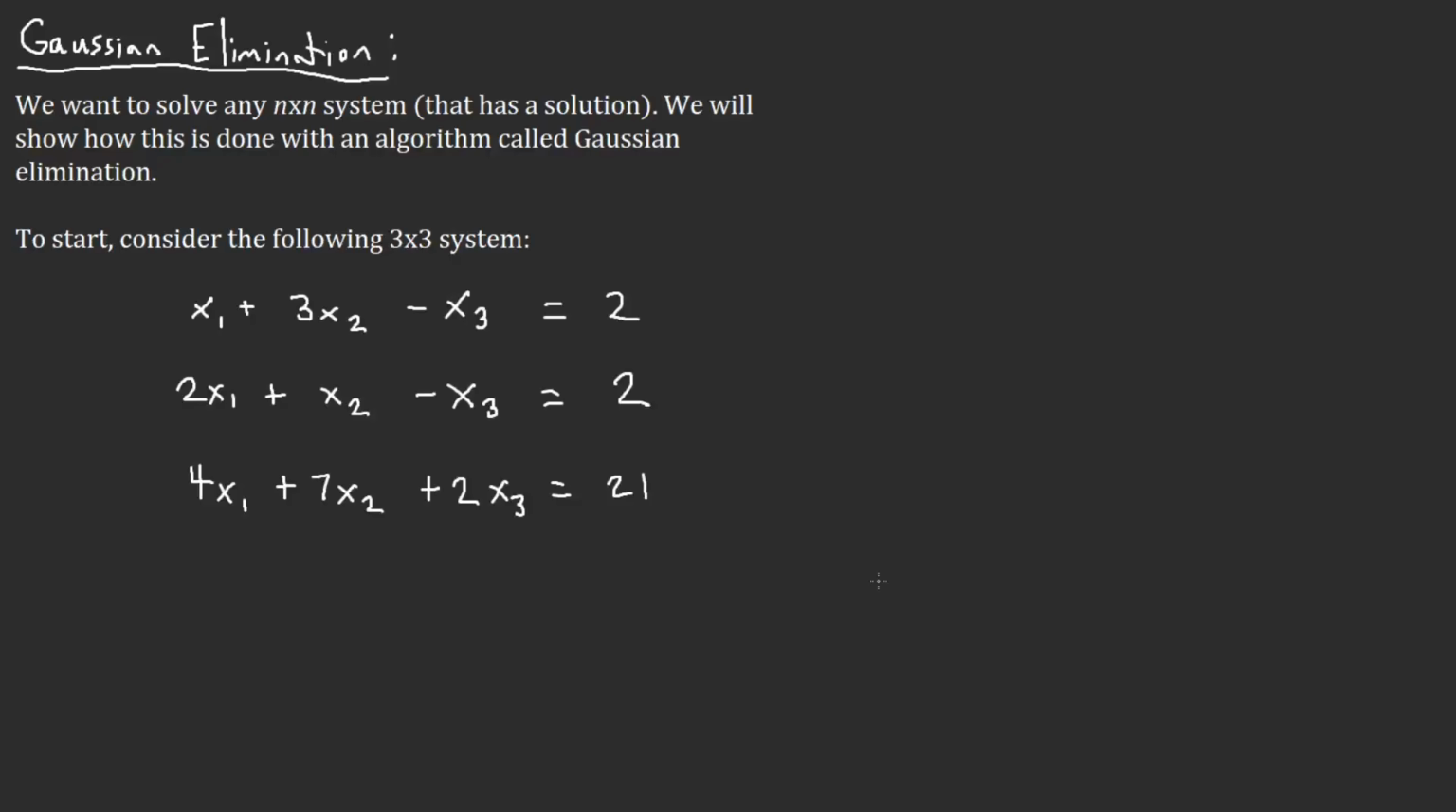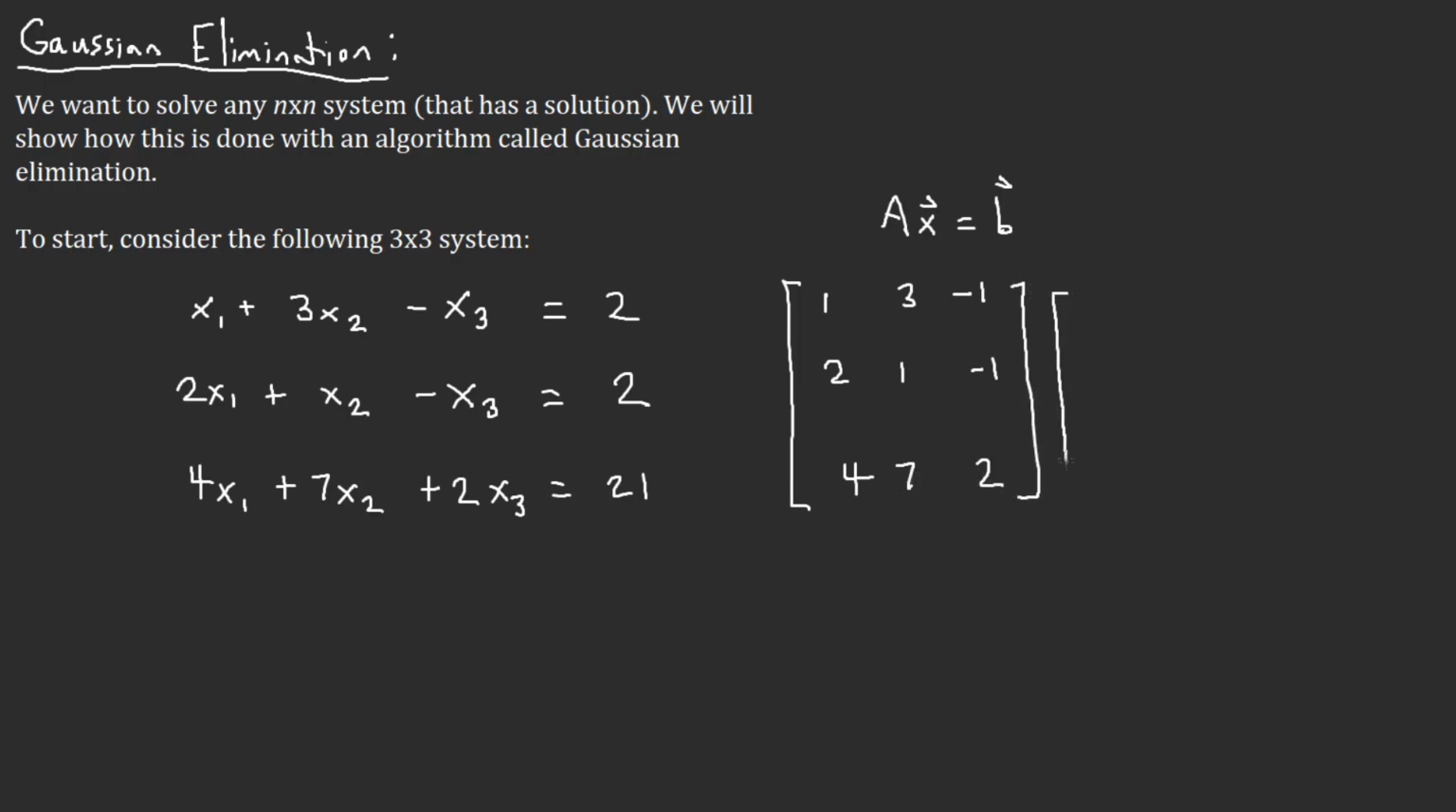And the first thing I want to do is, because I don't want to be writing all of these pluses, all of these minuses, these equals, and these variables all the time, I'm going to convert this into that notation we saw earlier, where I write this as a matrix of coefficients times a vector of unknowns equals some vector on the right-hand side. And so the way that I'm going to write that is I'm going to use the coefficients here. So 1, 3, and -1, 2, 1, and -1. And then 4, 7, and 2.